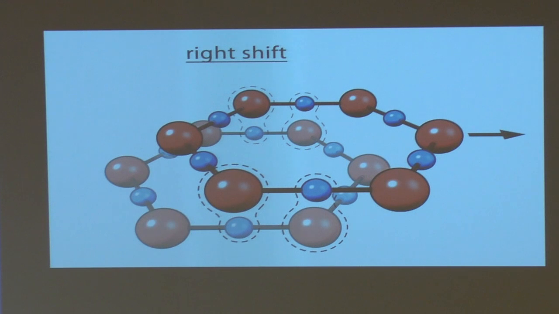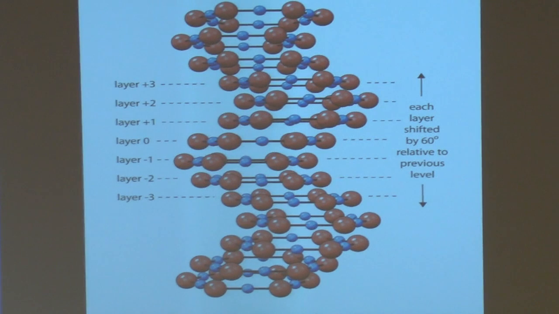But we moved it to the right. Now, I could have moved it to the left and gotten the same result because it's symmetrical. Or I could have moved it 60 degrees or 120 degrees and gotten the same result. So why is that important? It's important because you can get interesting structures.